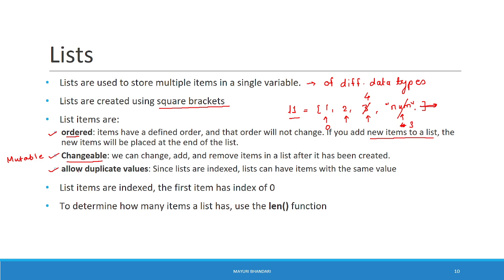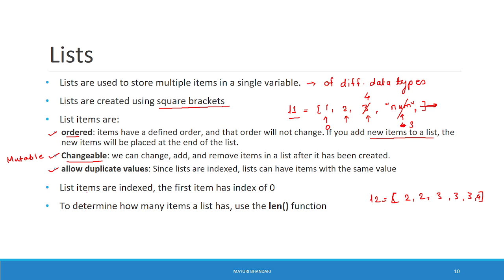And the third property of list is it allows duplicate values. This is very straightforward, you can understand. In a list you can add the same item twice. That means if you have L2, in L2 you can have elements like this. Got it? It allows duplicate values.